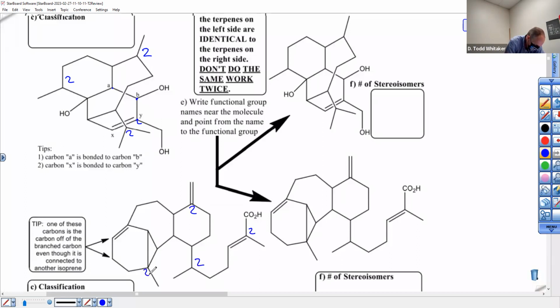Tip, one of these carbons is a carbon off the branch carbon, even though it's connected to another isoprene. That's nasty. I'm telling you, this one is a hard one. Your exam does not require any of those tips. Yours is tipless because yours doesn't have any special exigent circumstances.